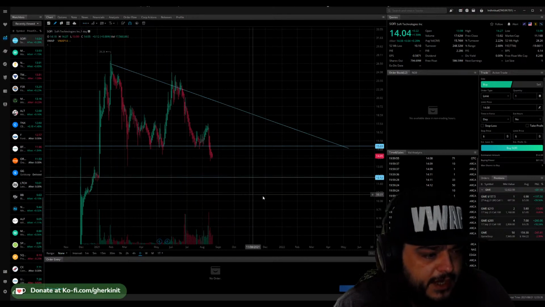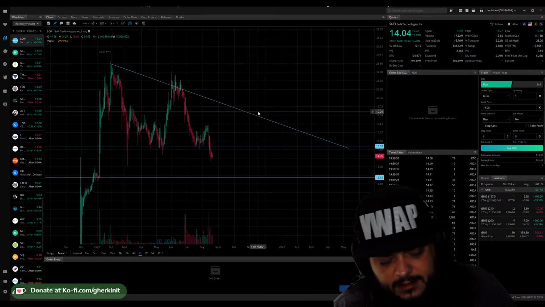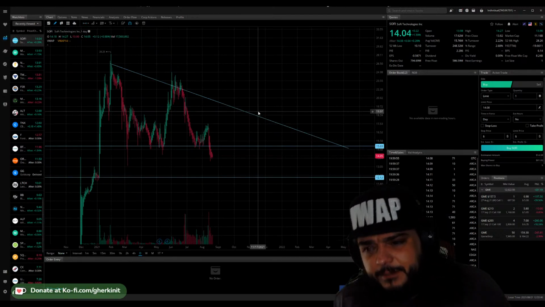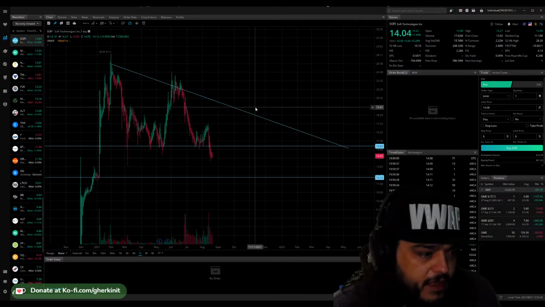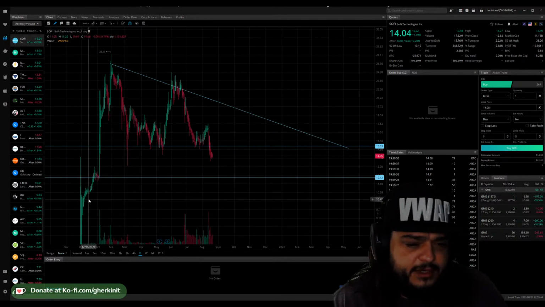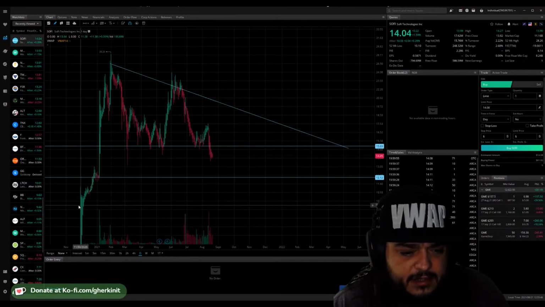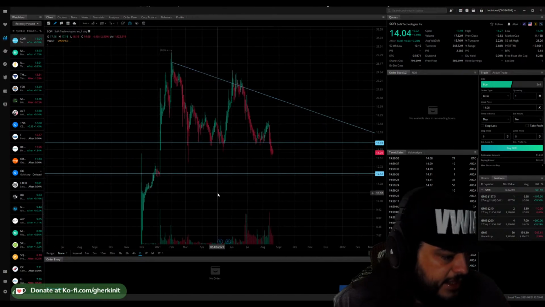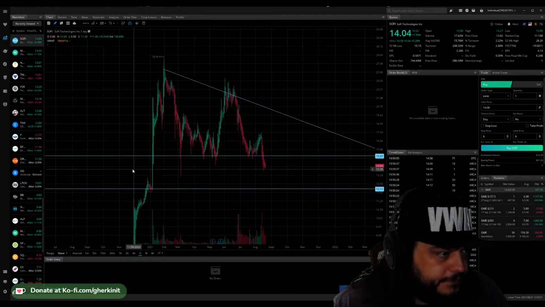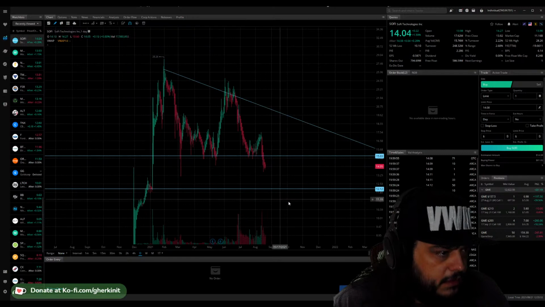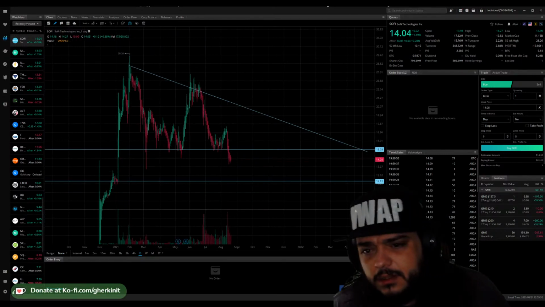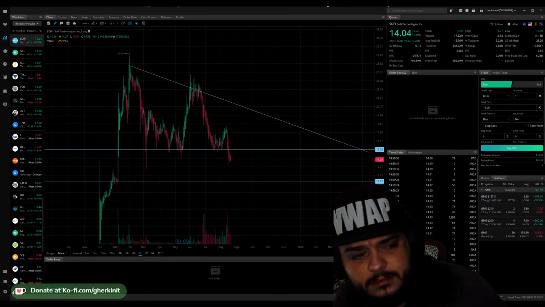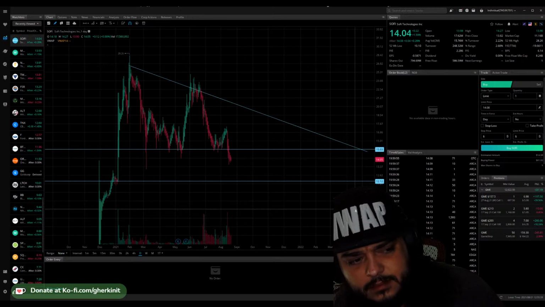Which is really unlikely because this is a SPAC. So SPACs are backed by cash. So it's hard for them to fall below their initial offering price at like $10 or whatever this opened at. Hmm. Wonder if it bounces.